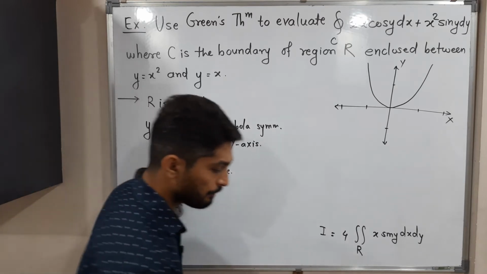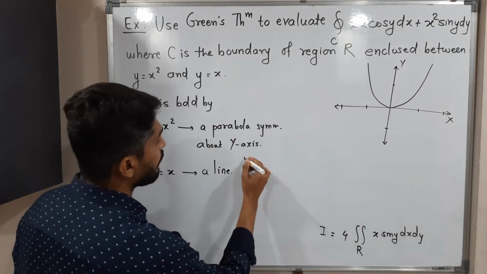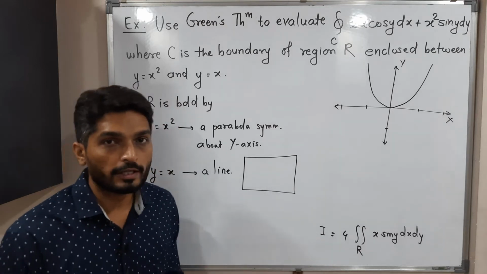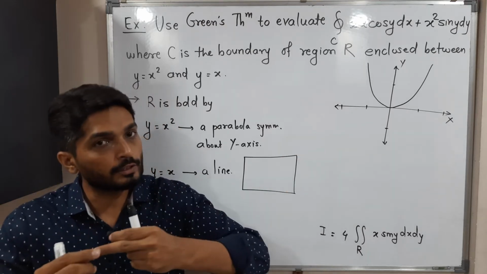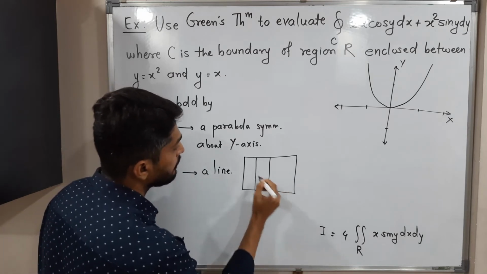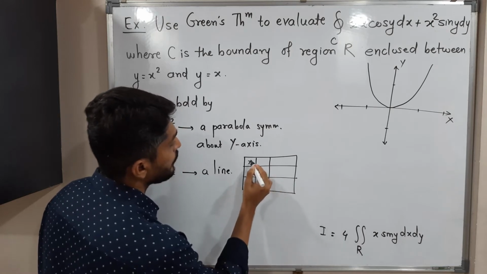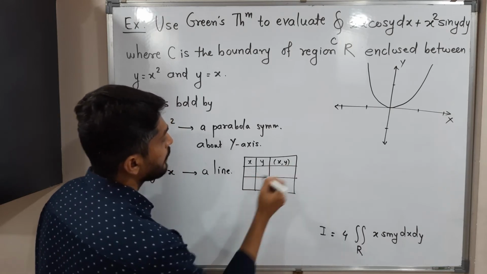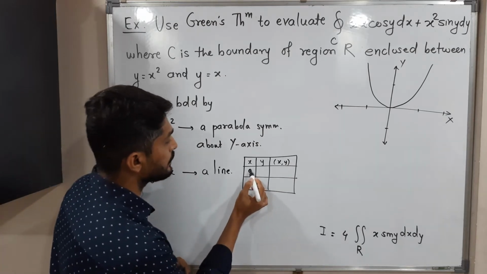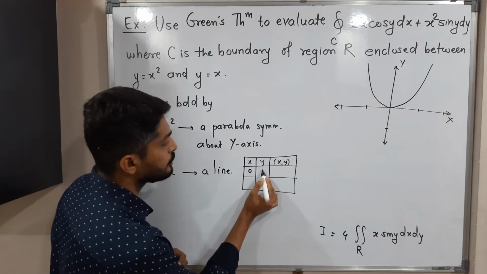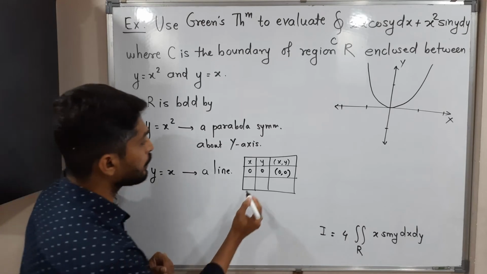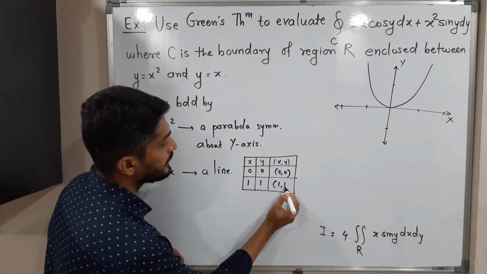We draw one table. In our schools, we have already seen that to find any line, we need any two points on the line. If you have any two points on a line, then you can join them and you will have the line. So that's why I'm trying to find any two points on that line. x, y. I'm going to put x is equal to 0 here. If I put x is equal to 0 in this equation, easily you will have y is also equal to 0. So the point is (0, 0). If I put x is equal to 1, the value of y is also 1. So the point is (1, 1).